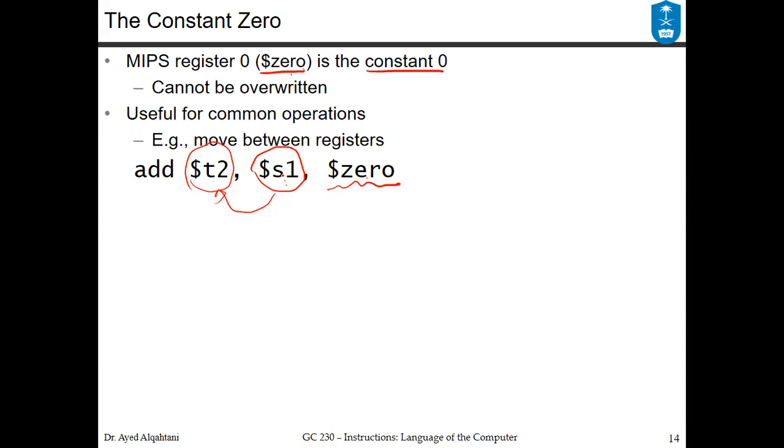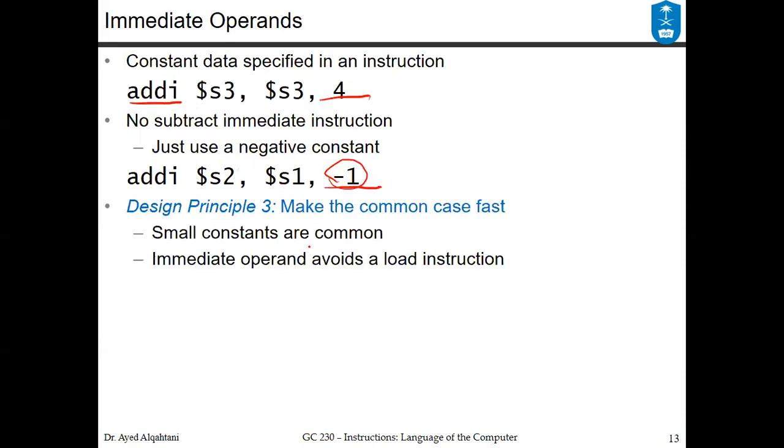Sometimes you need to move variables from saved registers to temporary registers, work on them, and probably move the values back. To do this, you could use the add instruction with the zero register. Since here we have a register, another register, and another register, we are using the add instruction. If we use an immediate value like 4 or -1, we use the add immediate instruction.